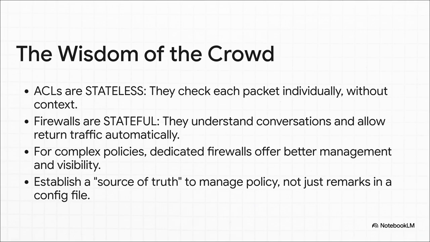So why is a firewall so much better for this stuff? It really boils down to one word: state. See, ACLs are stateless. They have no memory. They look at every single packet like it's the first time they've ever seen it. A firewall is stateful. It understands conversations. If you go to a website, the firewall knows that and automatically allows the website's data to come back to you. That alone makes your rule set so much simpler, not to mention all the better management tools and visibility you get.